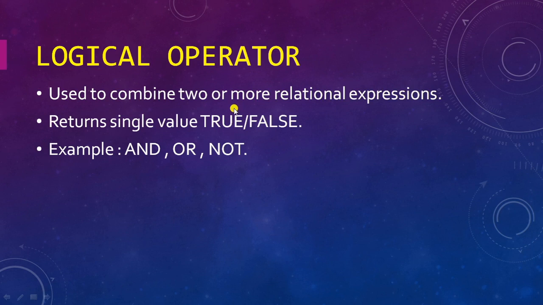And then we have logical operators. For logical operators we basically don't use examples on their own, they go with relational operators. When we are using more than one relational expression, we use a logical operator. It is used to combine two or more relational expressions and returns a single value, true or false. It doesn't return values like which one is greater or which one is lesser. It returns either true or false. And we have examples like and, or, not.